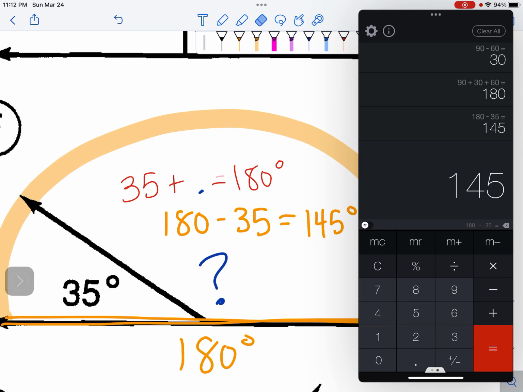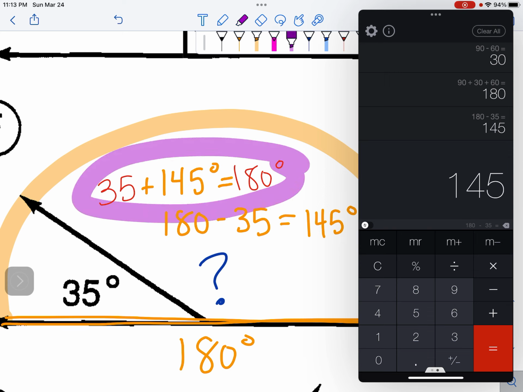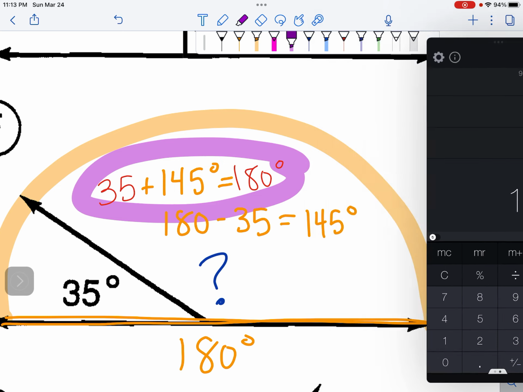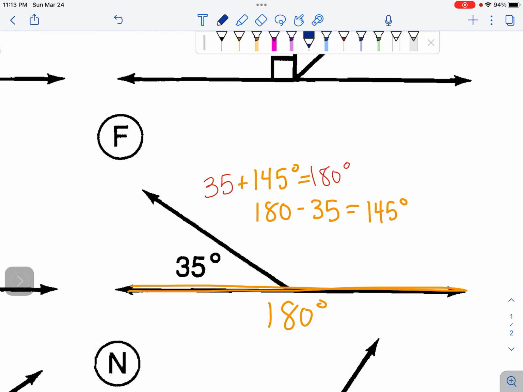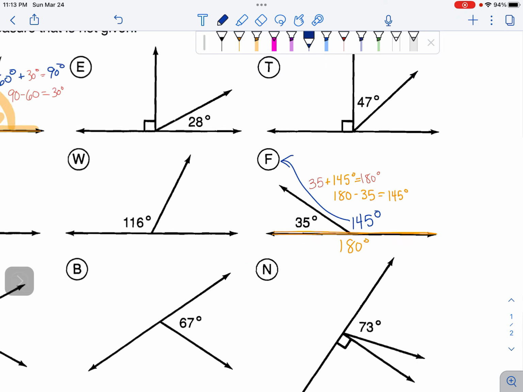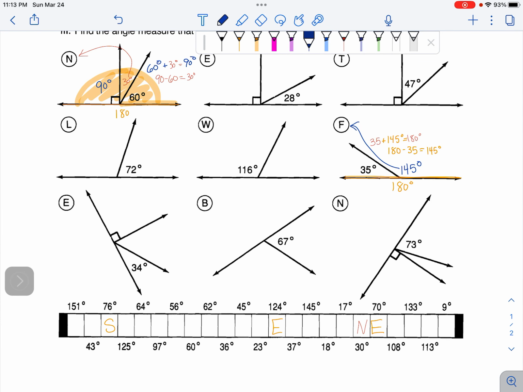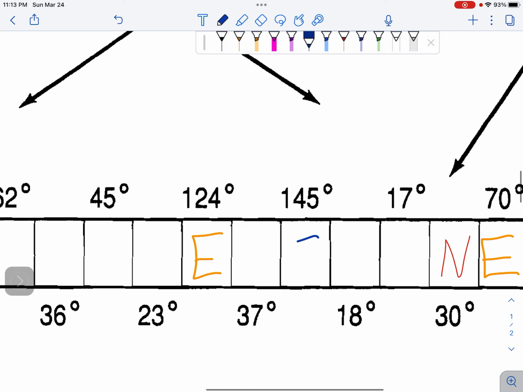All right, so I'm going to go back to my question mark and rewrite that as 145 degrees. And then I'm going to put this in my calculator and see if that's true. 35 plus 145. Yep, it does equal 180. So this question mark, I'm going to change to 145 degrees. That is F. 145, there you are, F.